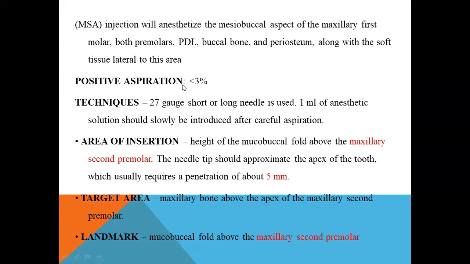Post aspiration is less than 3%. For the technique, a 27 gauge short or long needle is used. 1 ml of the anesthetic solution should be slowly introduced after careful aspiration. The area of insertion is the height of the mucobuccal fold above the maxillary second premolar. Just remember, above the maxillary second premolar. The needle tip should approximate the apex of the tooth, which usually requires a penetration of about 5 mm. The target area is the maxillary bone above the apex of the maxillary second premolar. The landmark is the mucobuccal fold above the maxillary second premolar.